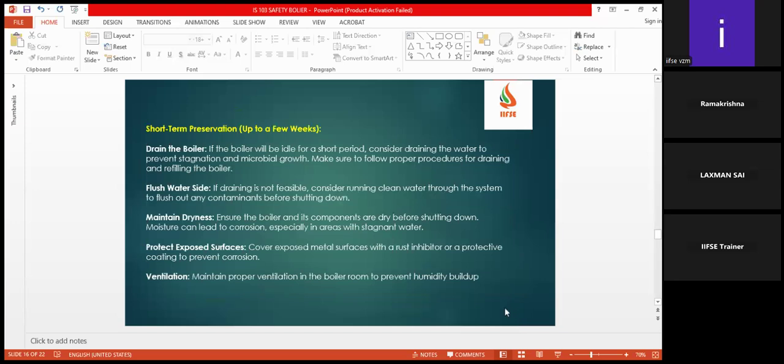Now we'll see about the preservation. So basically, preservation in the sense some of the companies use these boilers on a seasonal basis. After the season, it will go for shutdown. So short-term preservation or long-term preservation. Sometimes these boilers may not operate for years also, 1 year, 2 years, 3 years, etc. Okay, so there are two types. One is short-term preservation and long-term preservation.